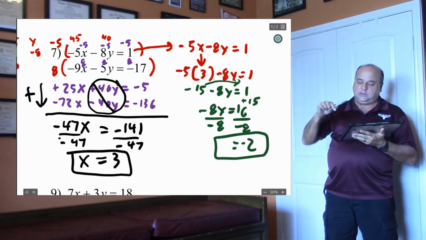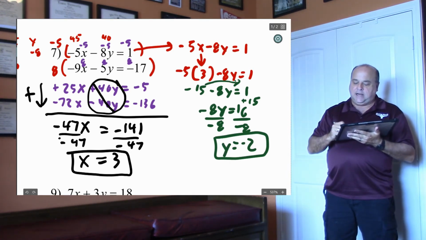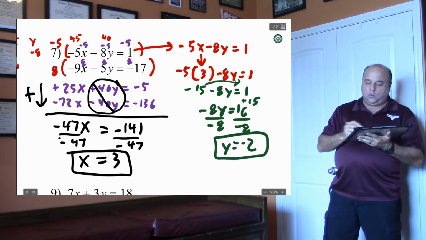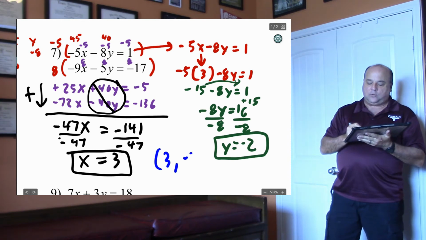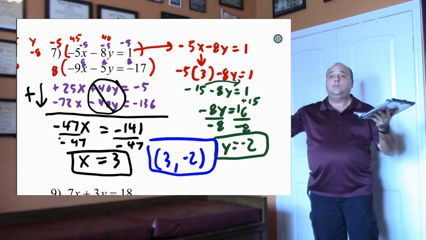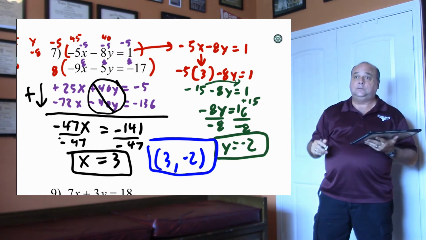We have 8y, don't we? So my answer is going to be y equals negative 2. Now then, write down the ordered pair. The ordered pair would be x comma y or 3 comma negative 2. And what happens at 3 comma negative 2? The two lines will intersect.